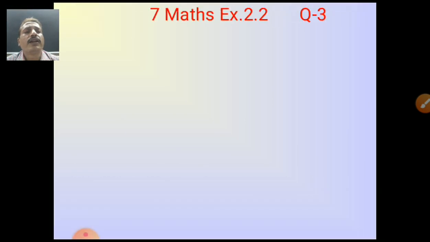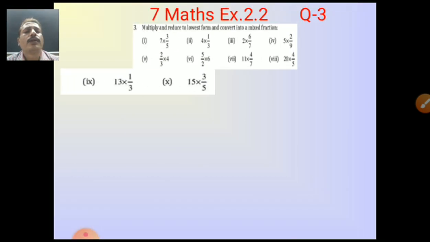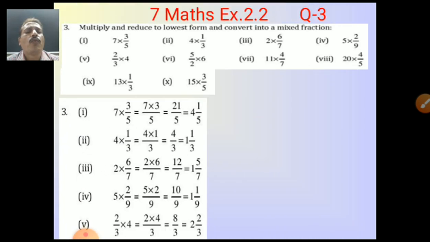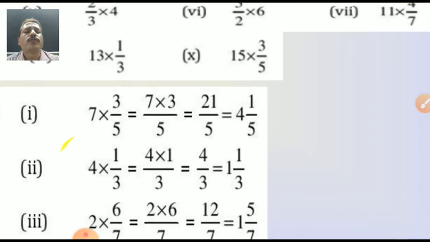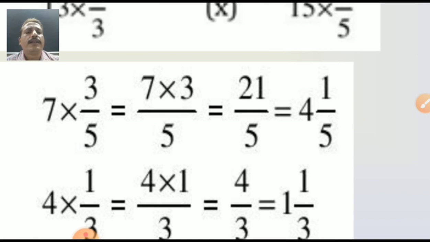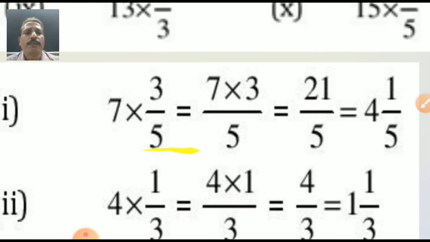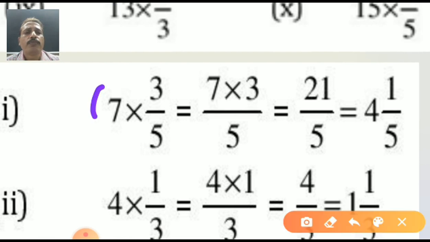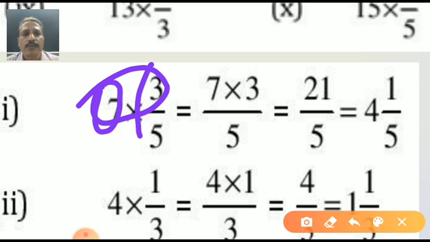So the answers are here for the third question and so on. Suppose we take the first one. The question is 7 into 3 by 5. That means multiply both, the numerator and the integer. See, the multiply sign is given. This is not a mixed number, student. Two numbers are there. Number 1 is 7 and number 2 is 3 upon 5.